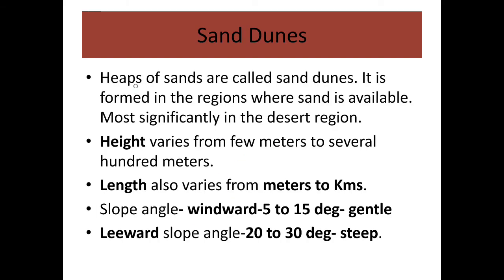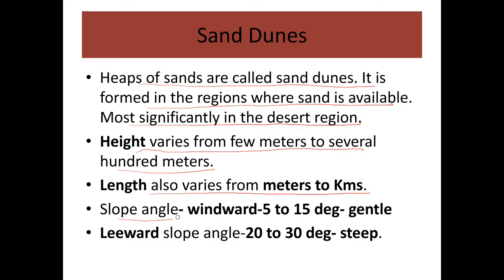Sand dunes: heaps of sand are called sand dunes. They are formed in regions where sand is available, most significantly in the desert region. Even in the coastal region it can occur. Wherever sand is available, it can happen, but most significantly it occurs in the desert region. Height varies from a few meters to several hundred meters, and length also varies from meters to kilometers. The windward slope angle is 5 to 15 degrees and gentle, whereas the leeward slope angle is 20 to 30 degrees and steep.